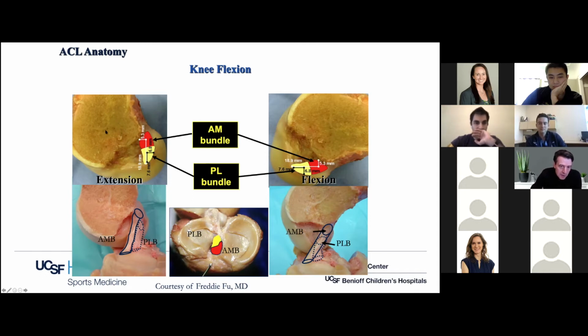This is what it looks like in extension. Remember when you're actually scoping these knees, this is bent down and this is what it looks like now. So be cognizant of the fact that this anatomy changes as you bend the knee, and importantly, make sure you get that in the right place.